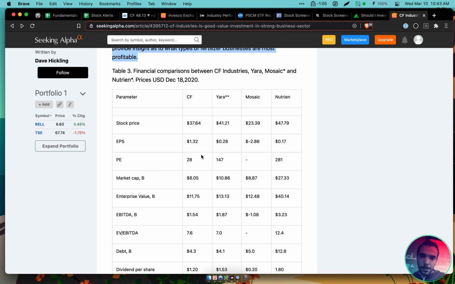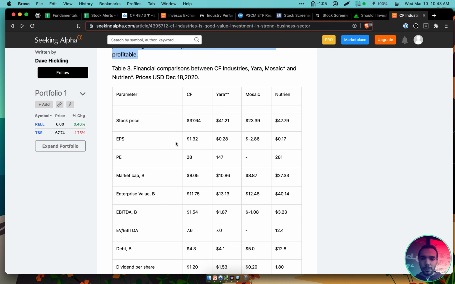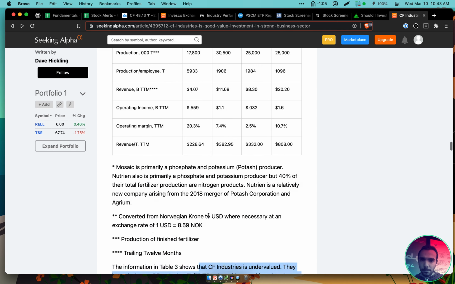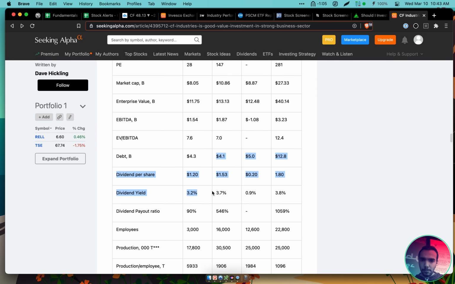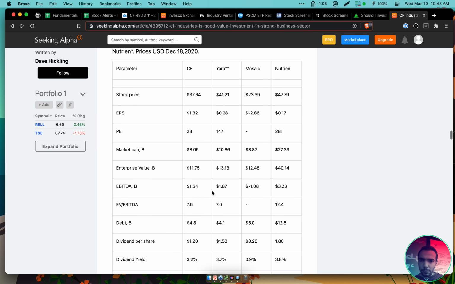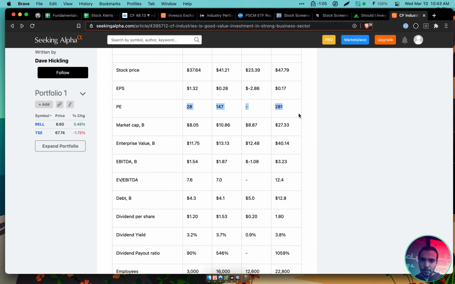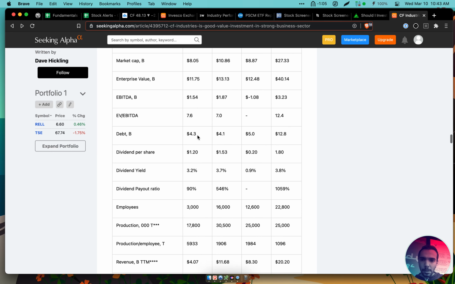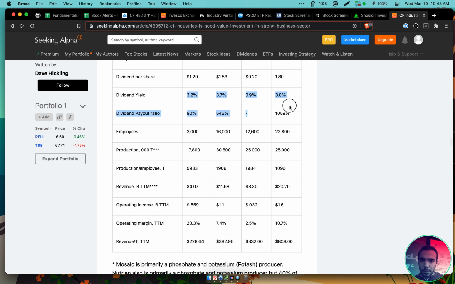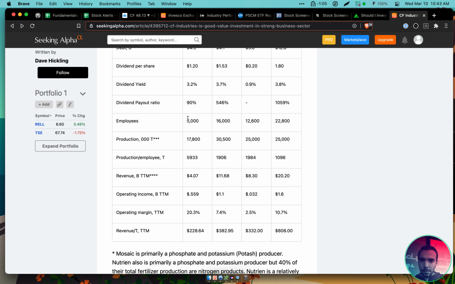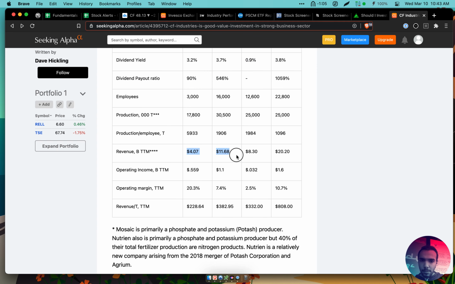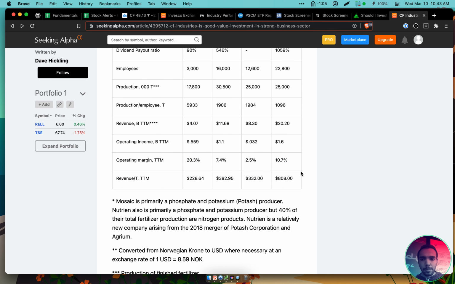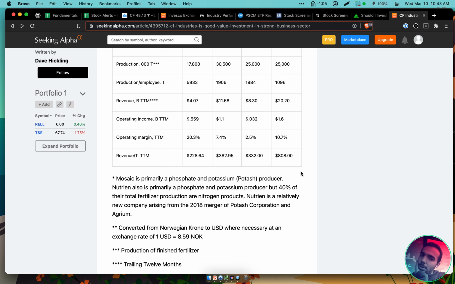Yeah, look at the peer group that he's picking. None of the companies we've already seen. You can see PE and dividend yield. Operating margin. Wow, their operating margin is better by miles.